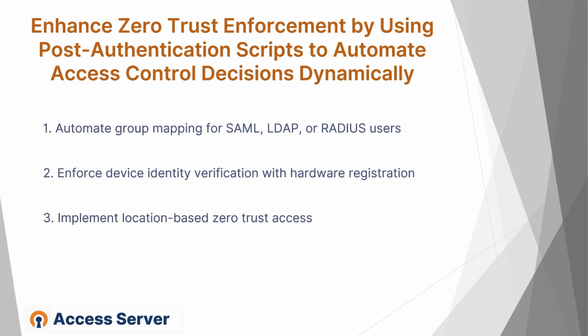Implement location-based zero trust access. Another powerful feature is location-based zero trust access. You can restrict access based on IP location, which blocks logins from unknown or untrusted locations. Here's how it works. The Post-Auth script stores known, safe IP addresses for each user. If a login attempt comes from an unrecognized IP, the connection is denied.